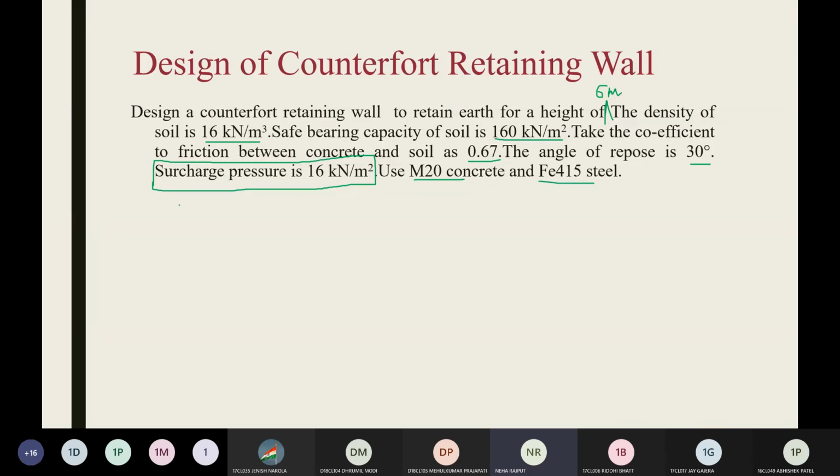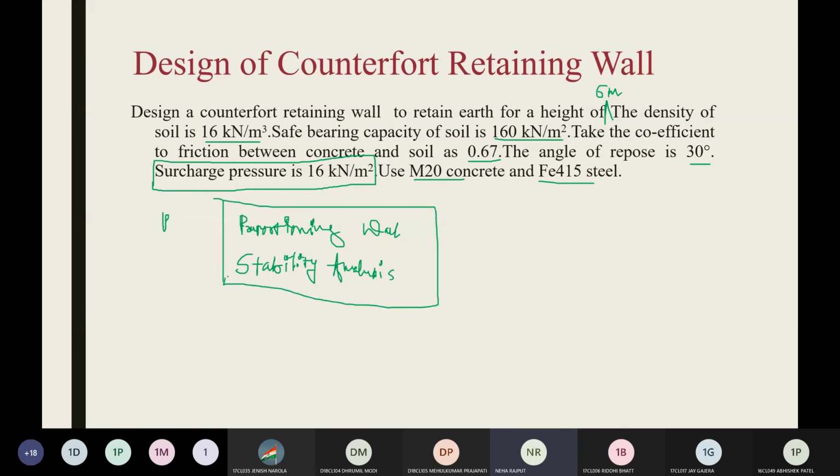Right. So what you are going to do before the design, the very first step, is proportioning of the wall. Proportioning of the wall means you are going to find the dimension of each and every member of the counterfort retaining wall, and after that you are going to do stability analysis. This part, proportioning and stability, both are the same as you have done for the cantilever retaining wall.